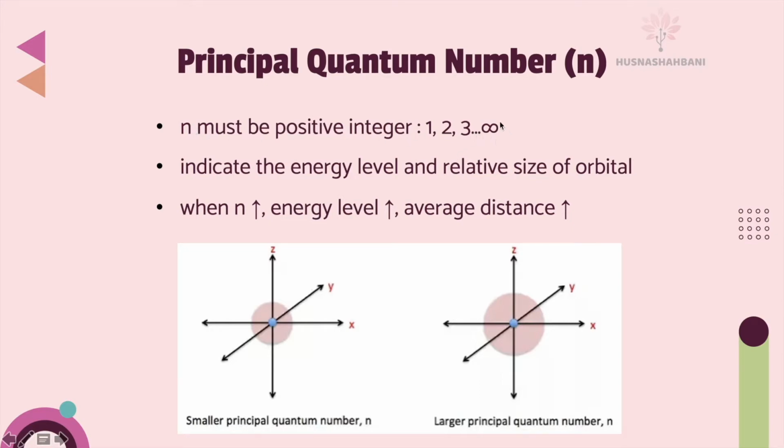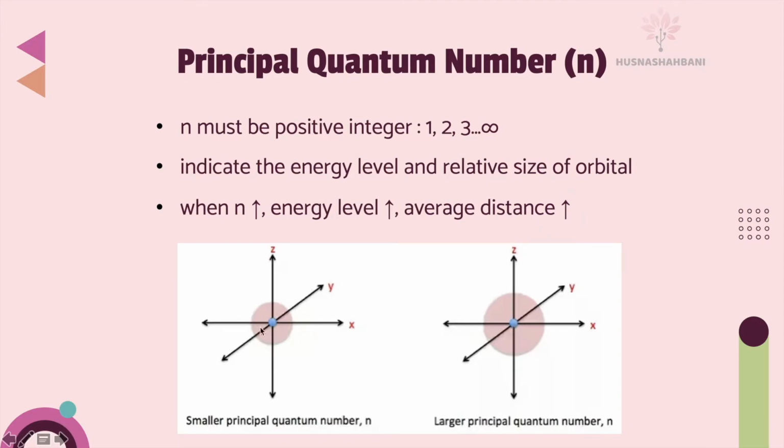Principal quantum number, the energy level, with symbol n, must be a positive integer: 1, 2, 3, and so on till infinity. It must be an integer whole number. It indicates the energy level and the size of the orbital. When the value of n is greater, the energy level will be greater, and the average distance of the orbital from the nucleus is greater.